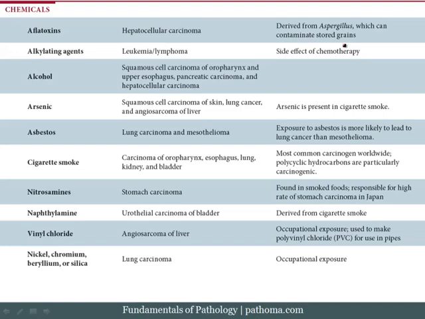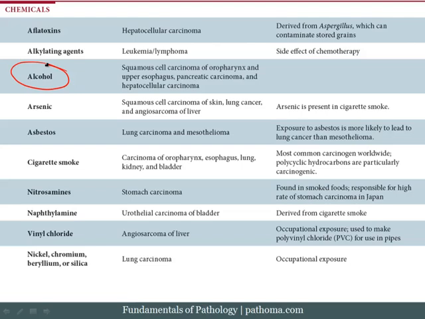The next of the chemicals that is important is alcohol. Alcohol is a carcinogenic agent. It is related to squamous cell carcinoma of the oropharynx. You know that the two major risk factors for development of oropharyngeal carcinoma, i.e. carcinoma of the throat and the mouth, is both alcohol and tobacco. And so that's an important association. Similarly, alcohol is related to squamous cell carcinoma of the upper esophagus.